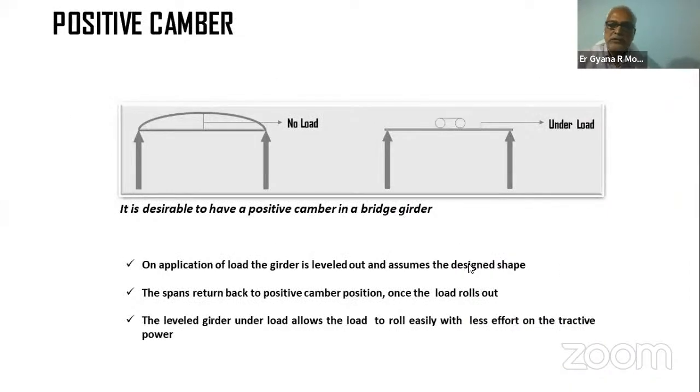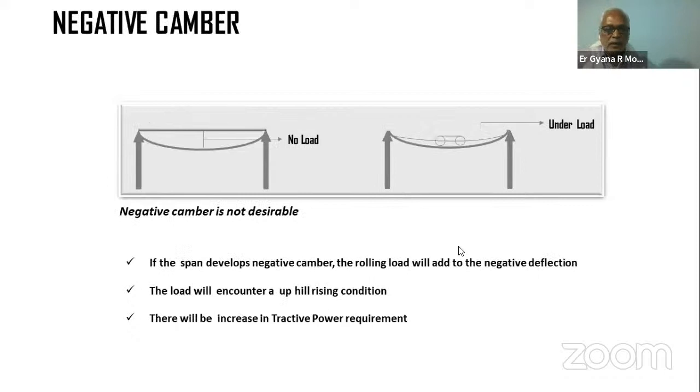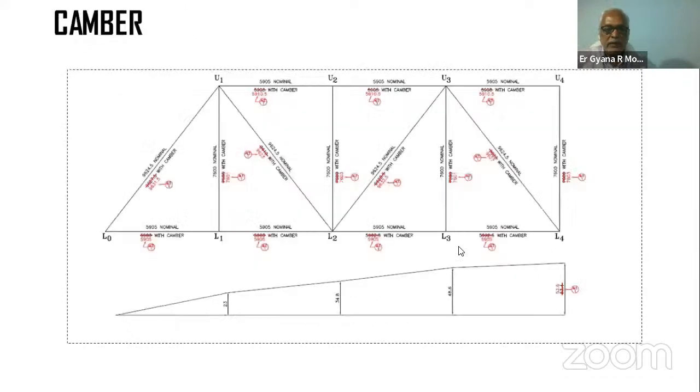This is the basic concept of a girder. We basically want all bridges to have a positive camber. Positive camber has the advantage that on application of load the girder levels out and assumes the design shape. The span returns to the positive camber. So positive camber is an absolute necessity for any steel bridge. This is what happens in the negative camber.